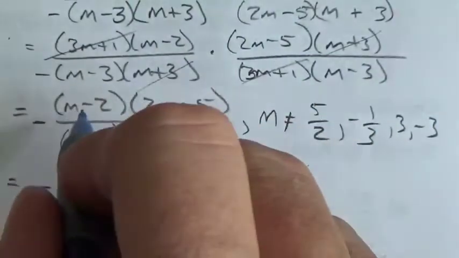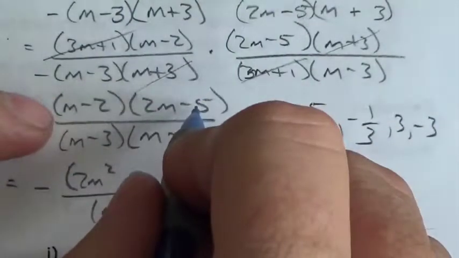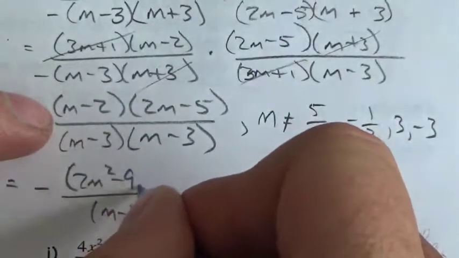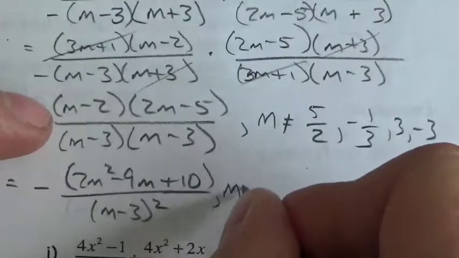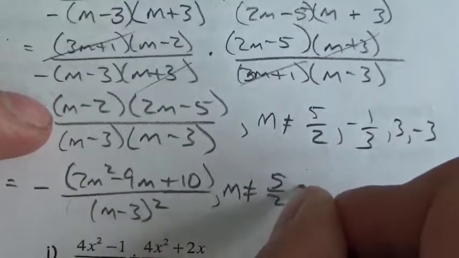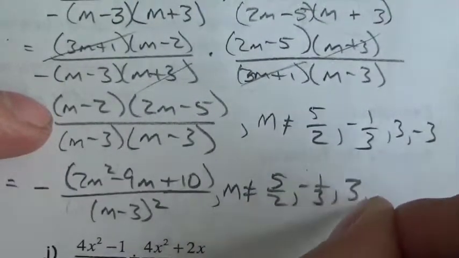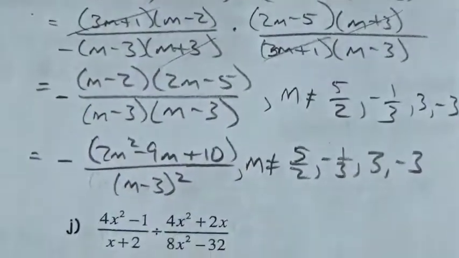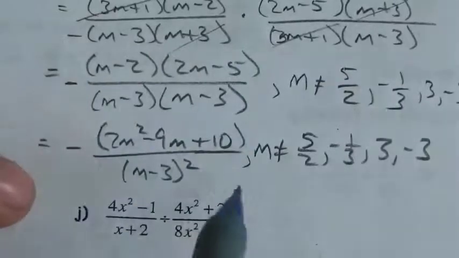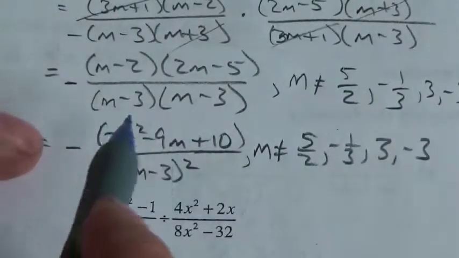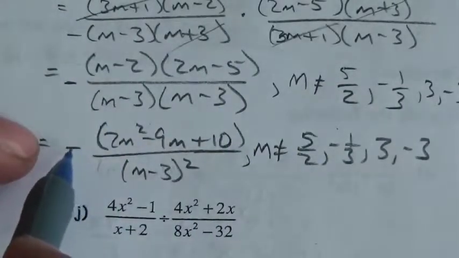So 2m squared, that's going to be negative 5m minus form, so negative 9m plus 10. And then again, when m cannot equal 5 halves, negative 1/3, 3, or negative 3. Okay? So this might be good enough for your answer, but you might be expected to go that far. The reason I put parentheses around that is because of the negative that sits out front.